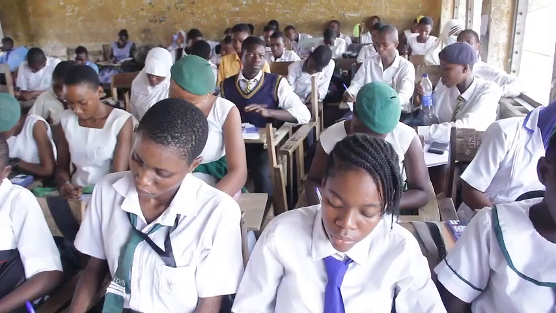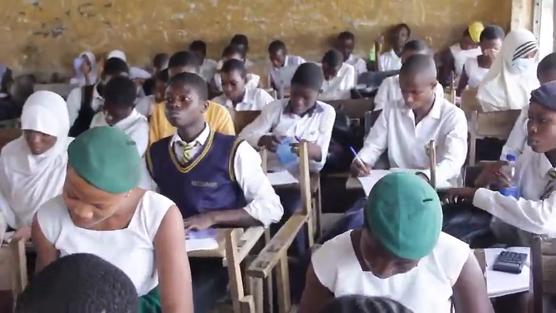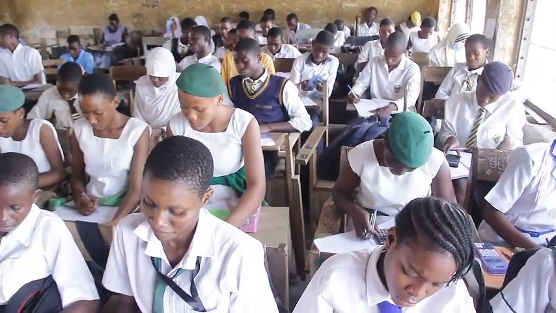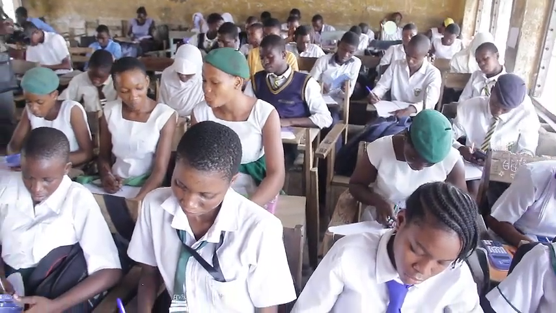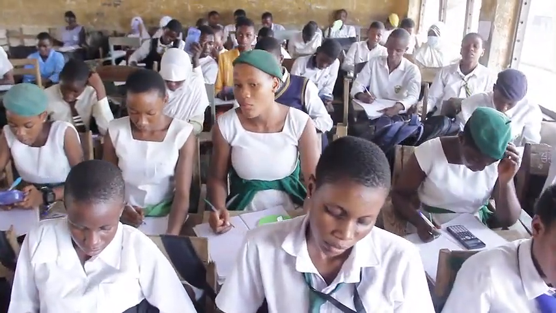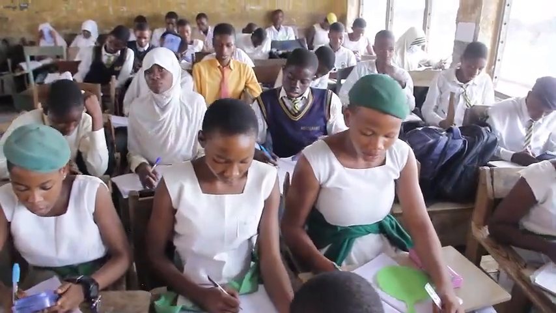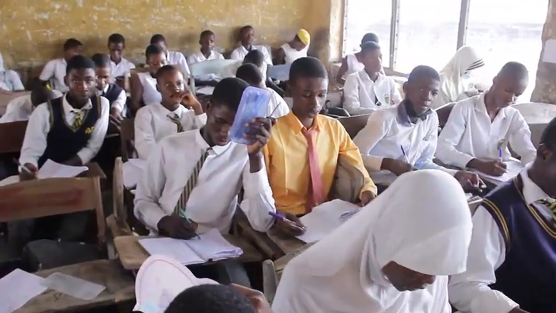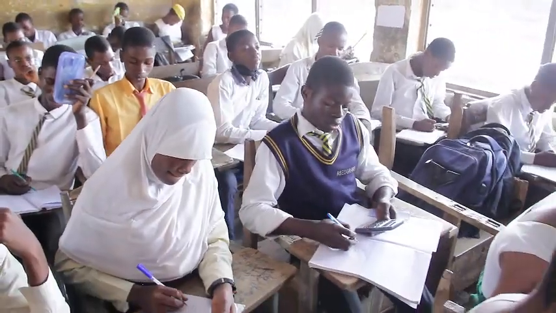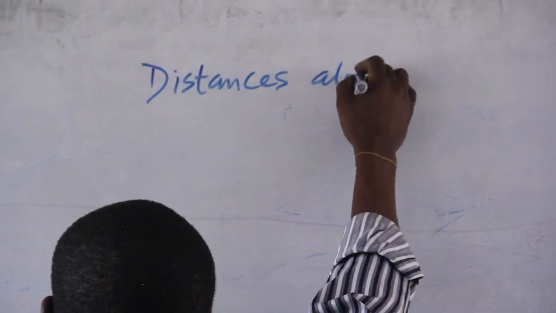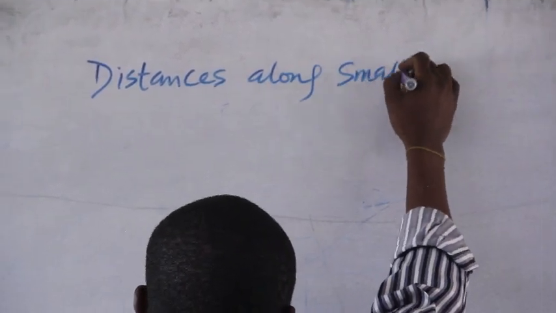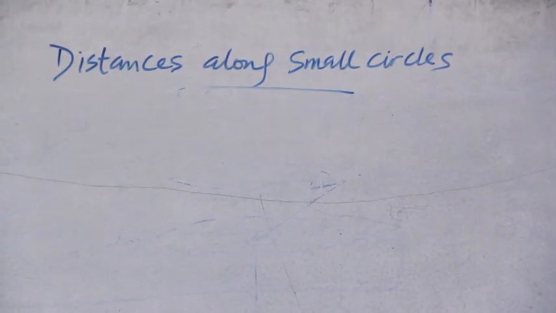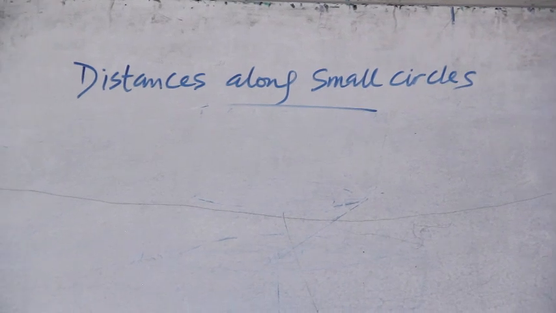Please calculate that. 397.5. So that is how to find the radius of the parallel of latitude. Now, distances along small circles.